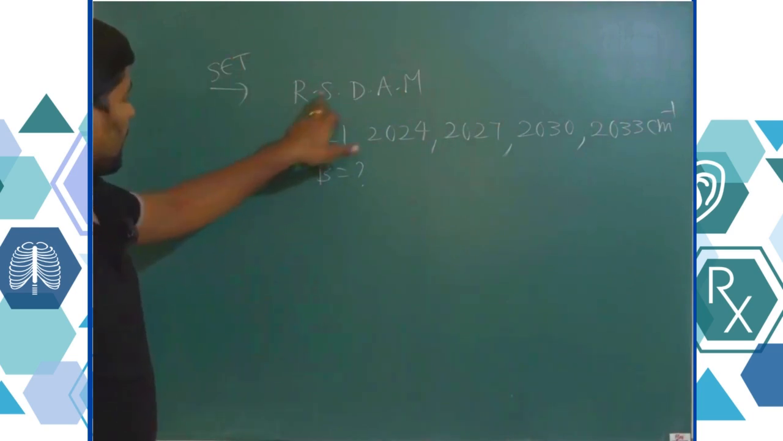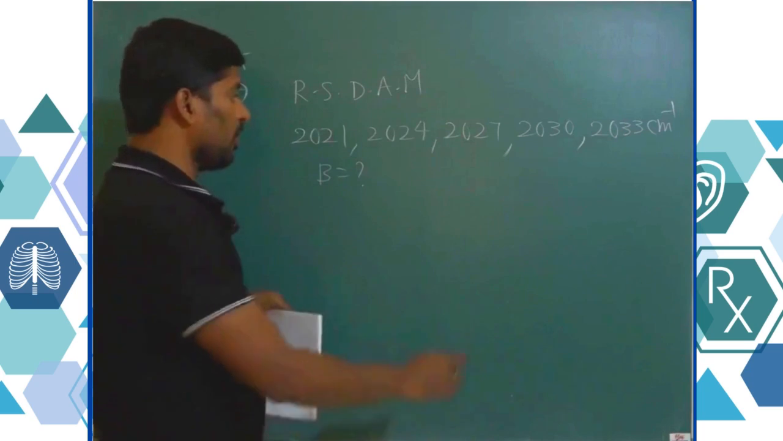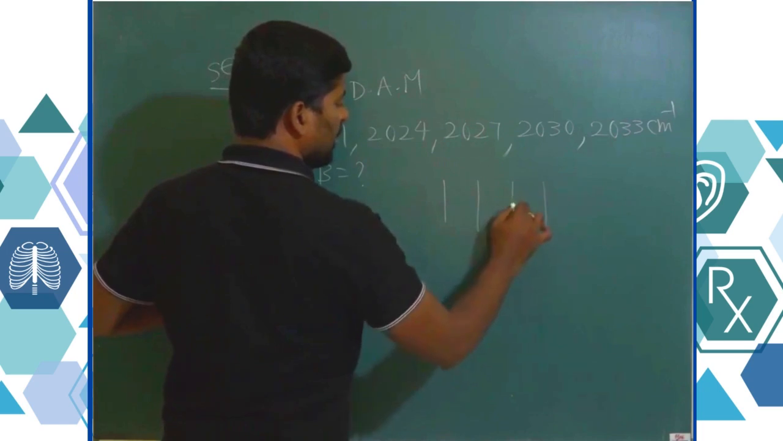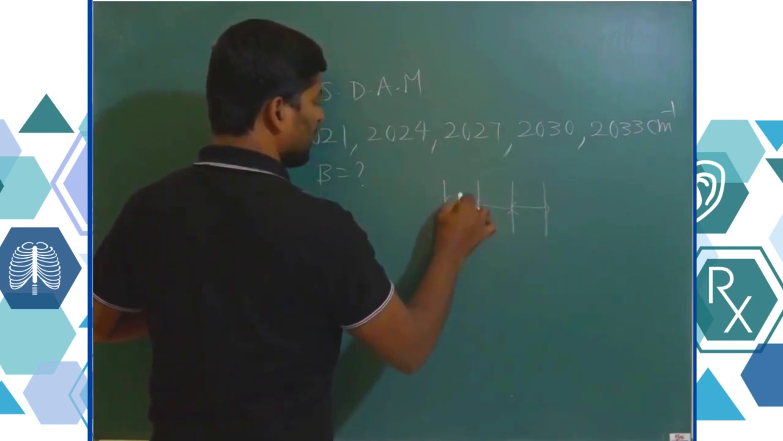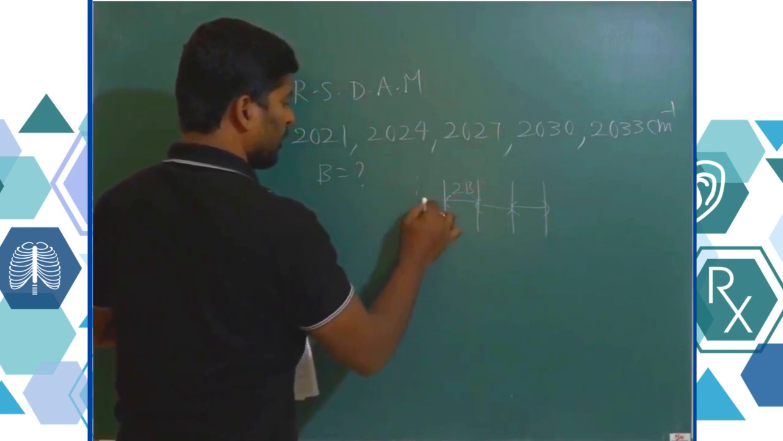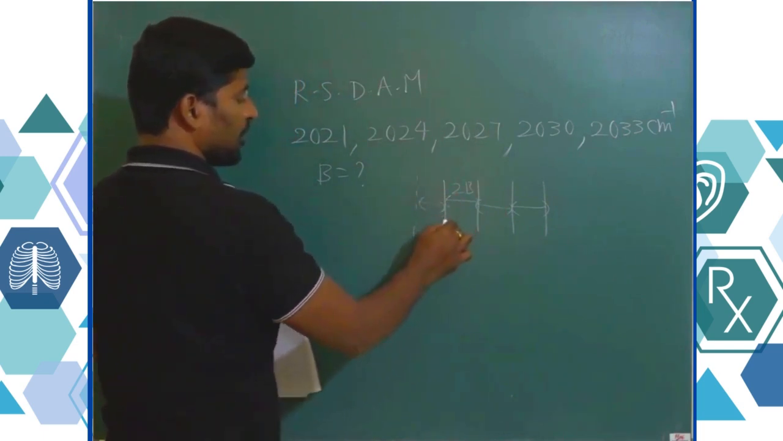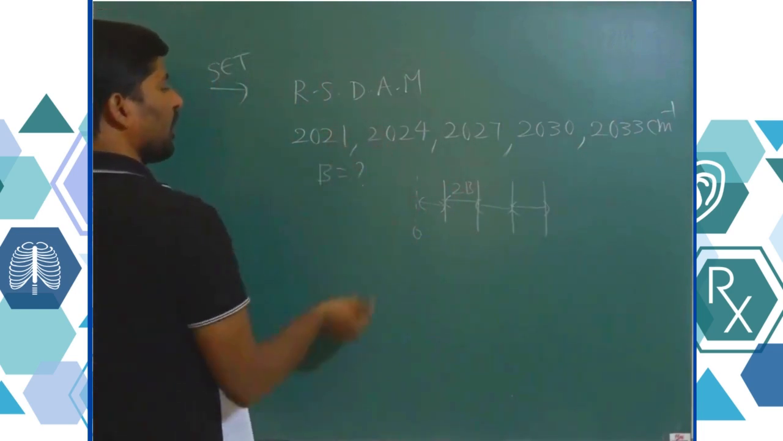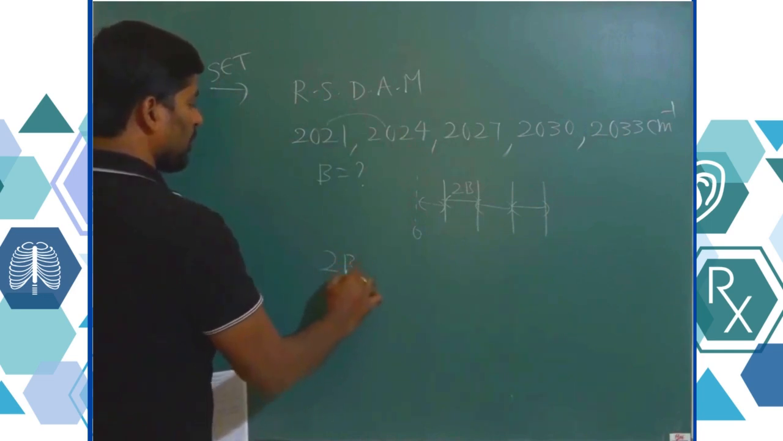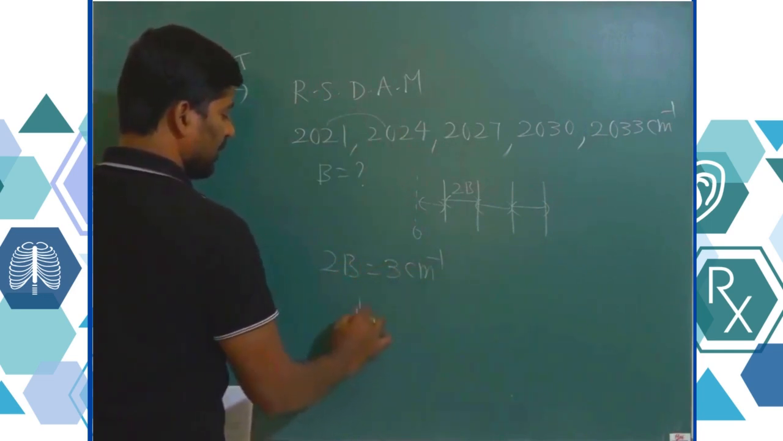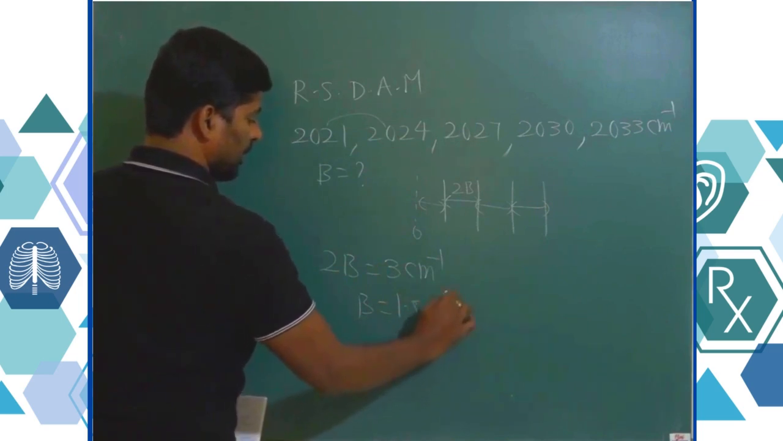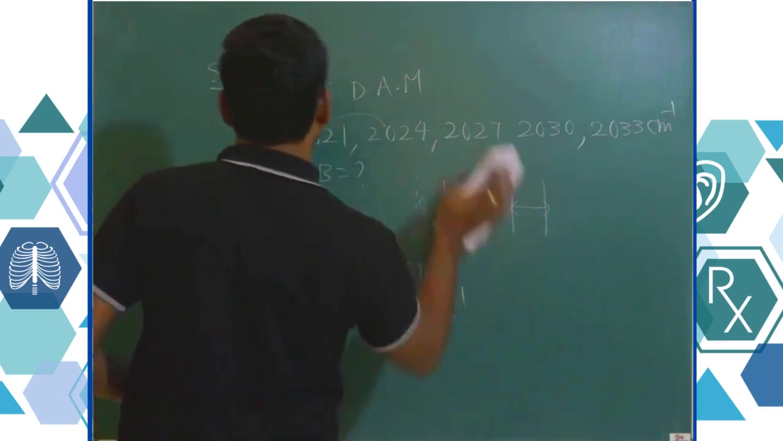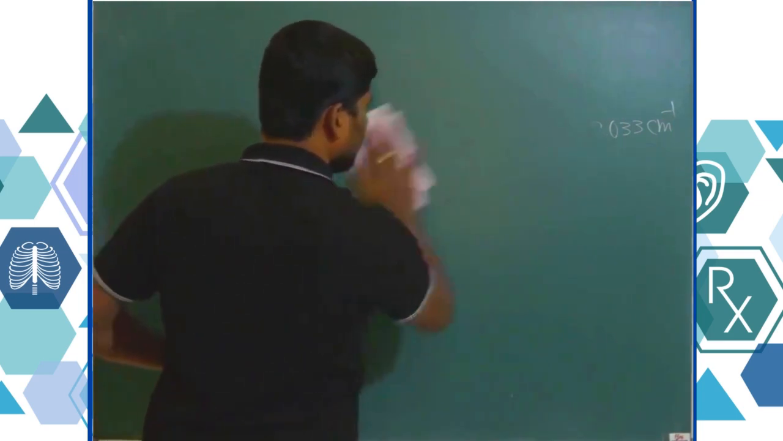So if you take a rotational spectrum for a diatomic molecule, the gap between any two successive spectral lines is how much? 2B. The gap between any two successive spectral lines is 2B. So if you take 0 for reference, various spectral lines are observed at 2B, 4B, 6B, 8B, like that, we'll get it. So the gap between any two successive lines you may take. 2B value is given as 3 centimeter inverse. So that means B value is 1.5 centimeter inverse. Rotational constant value is 1.5. Okay.